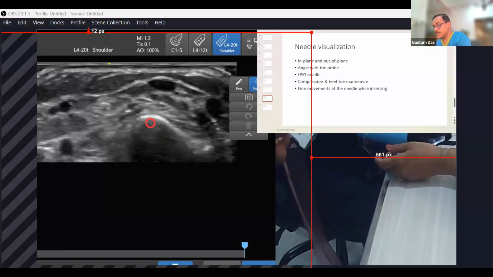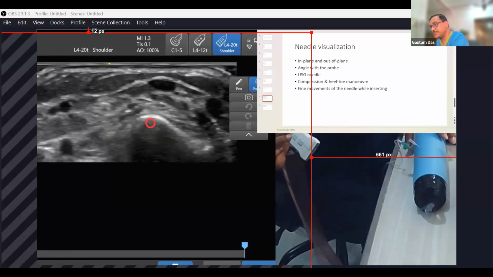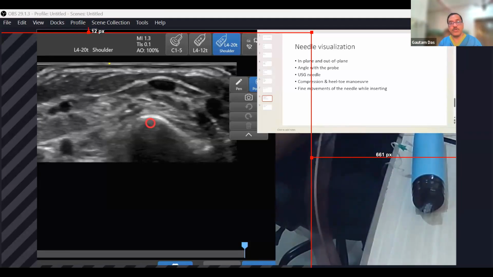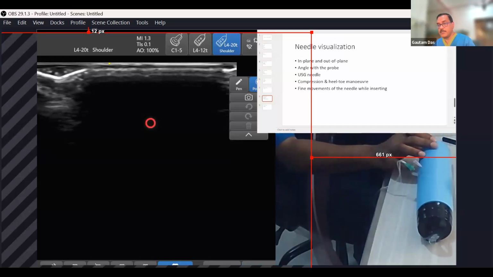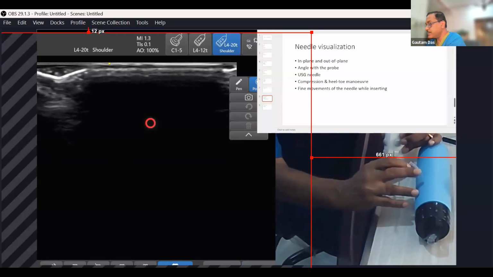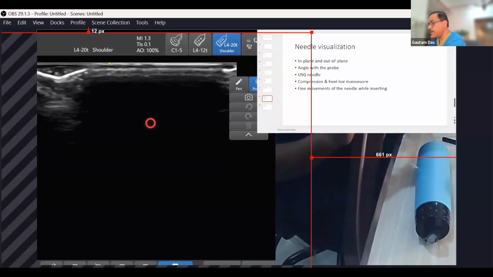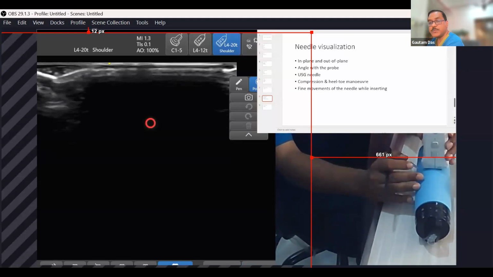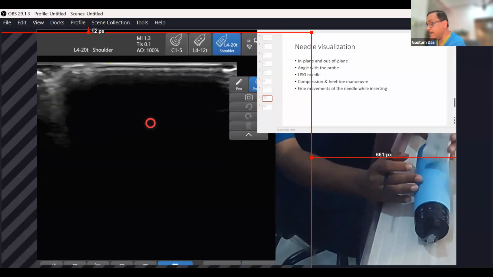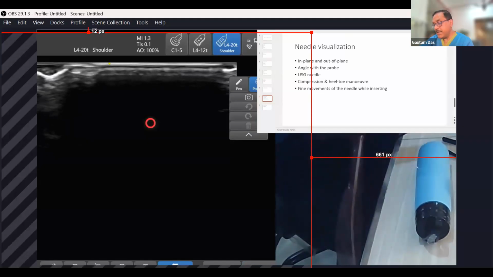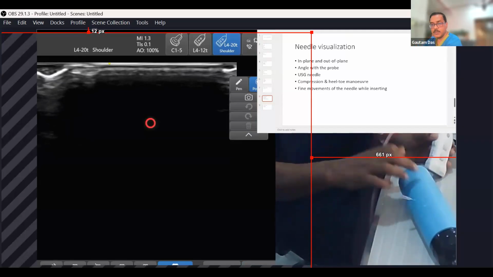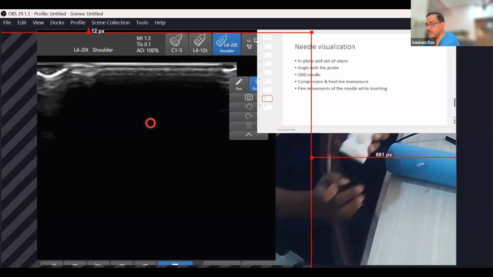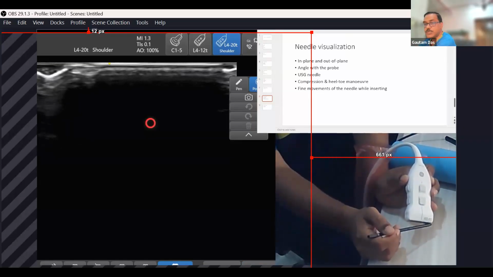I'll be showing you on this. So see, first of all, two important things are in plane and out of plane. What is in plane? In plane means your probe and your needle should be in the same line so that you can visualize it.